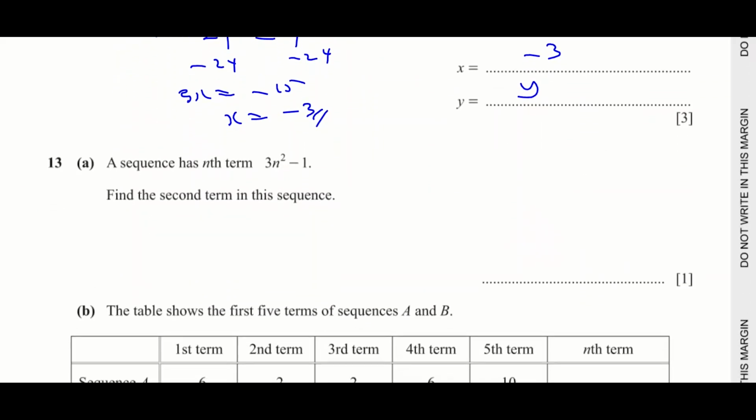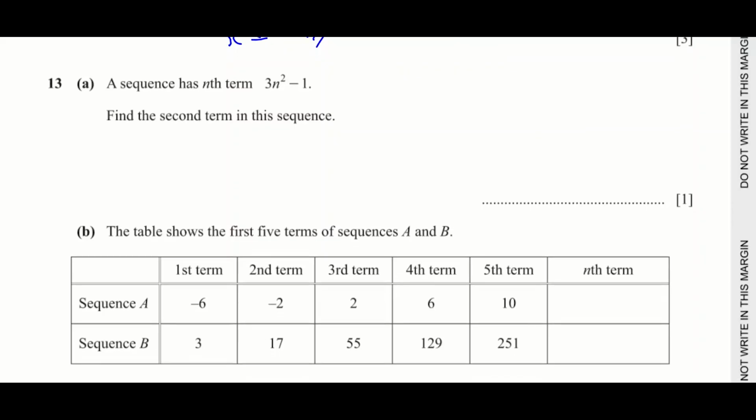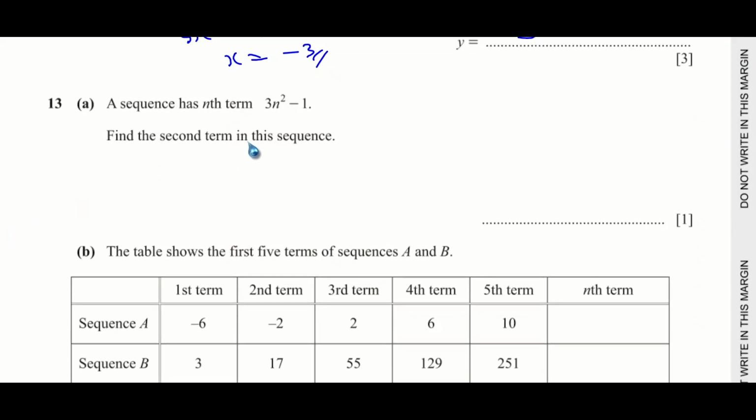So question 13a. A sequence has nth term 3n squared minus 1. Find the second term. So the second term will be equals to 3 into 2 squared minus 1. This will be 2 times 2, 4, 4 times 3, 12 minus 1. So that will be 11.